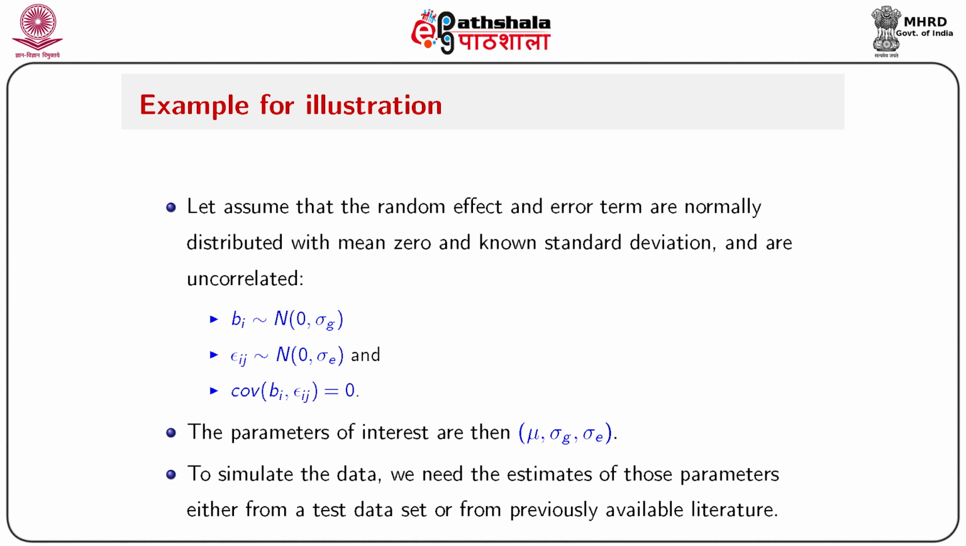Now assume that the random effect and error terms are normally distributed with mean 0 and known standard deviation and are uncorrelated. That is, Bi follows normal 0, sigma g, epsilon ij follows normal 0, sigma e, and covariance of Bi and epsilon ij equals 0. The parameters of interest are mu, sigma g and sigma e.